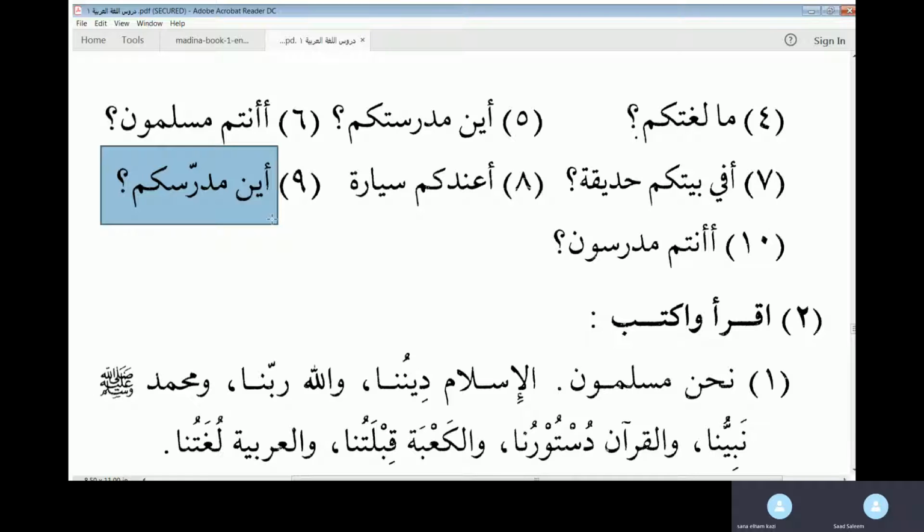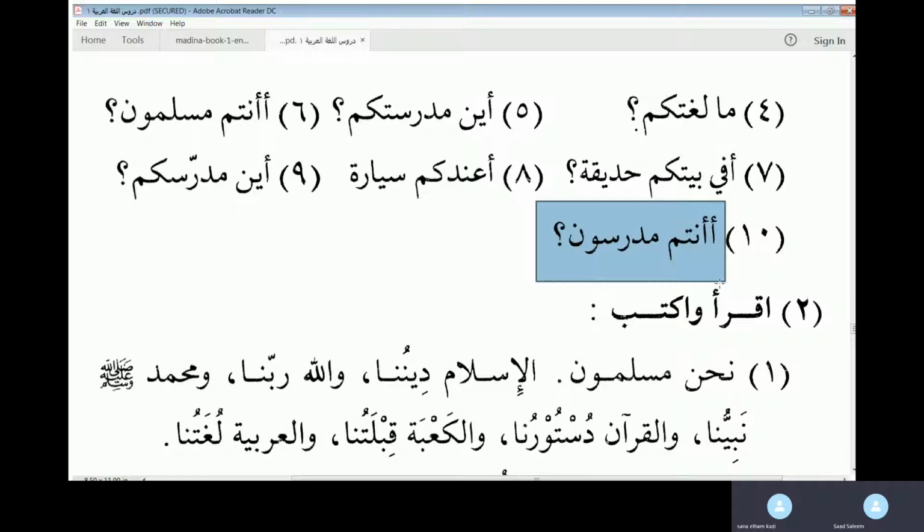Huwa fil fasli. He is in the class. Okay, or you can also say Mudarrisuna fil fasli. Our teacher is in the class. Mudarrisuna. Noon alif na. Antum madrasuna. Mudarrisuna.